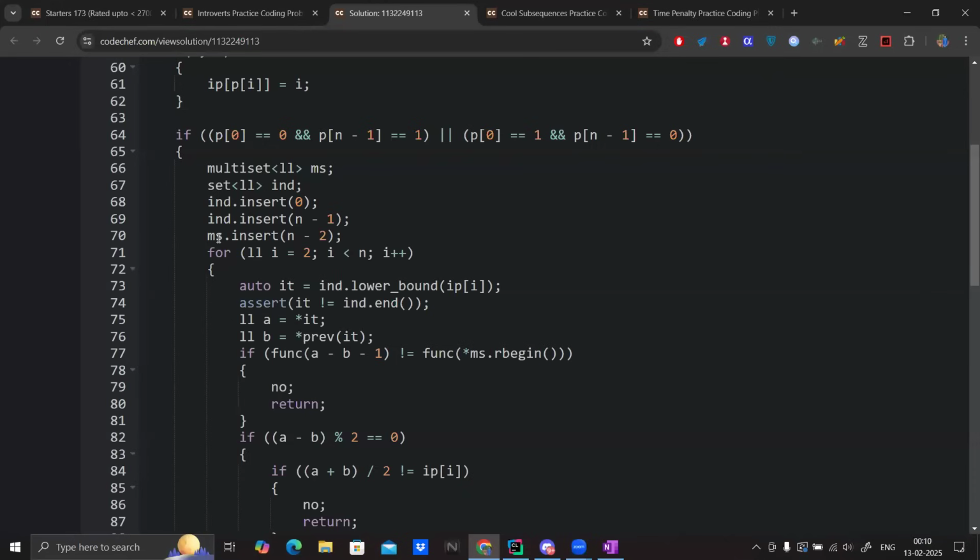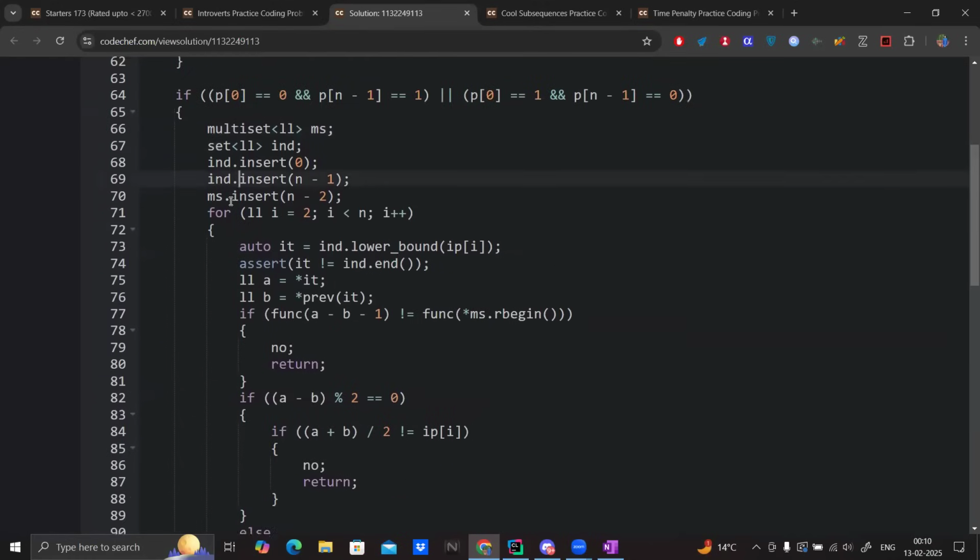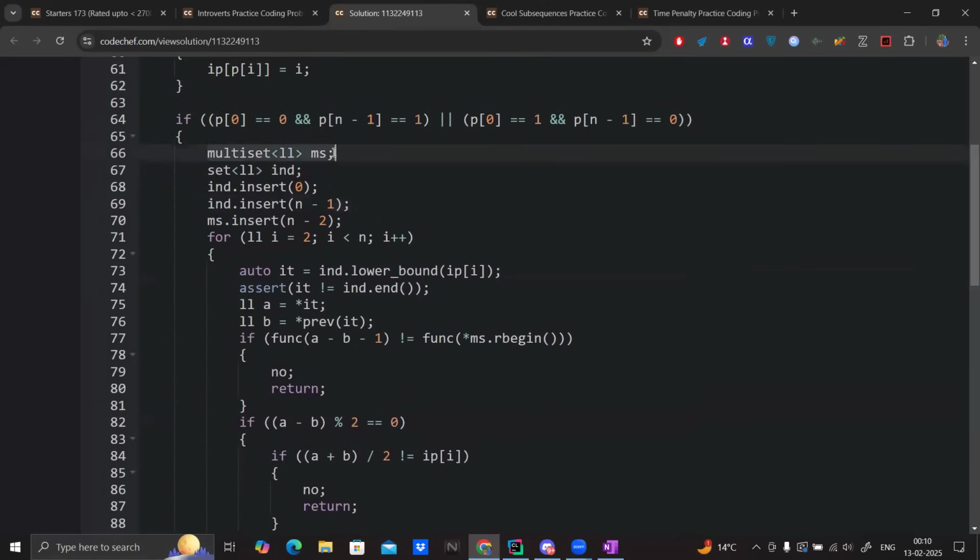But if that is the case, then I am just making all of these sets and multisets. So this multiset ms and this set of indices. Okay, so indices.insert(0) and (n-1). Basically I have already placed people at index 0 and at index n-1, and ms.insert(n-2).